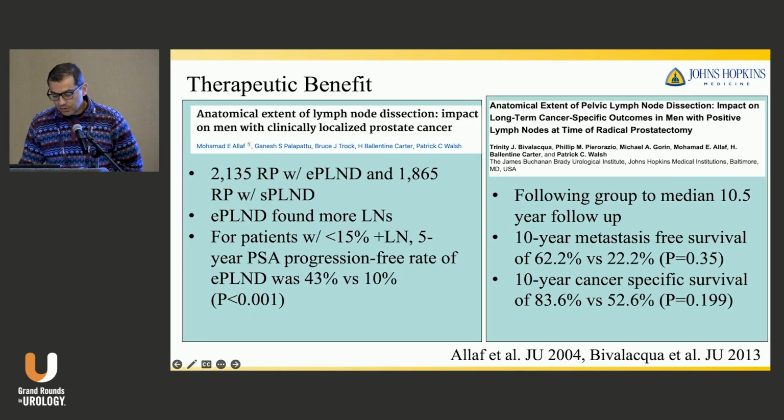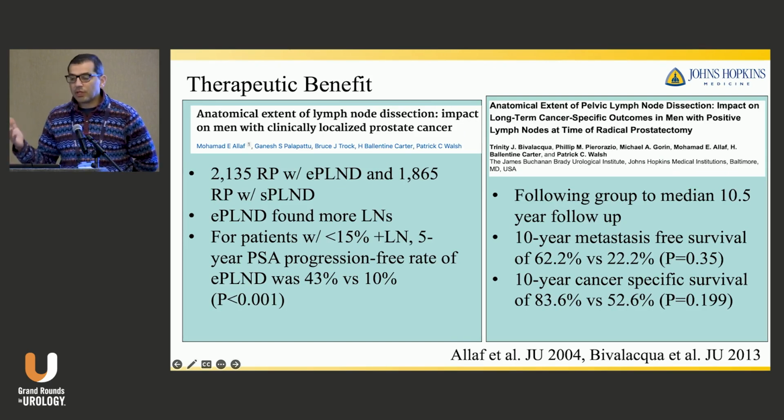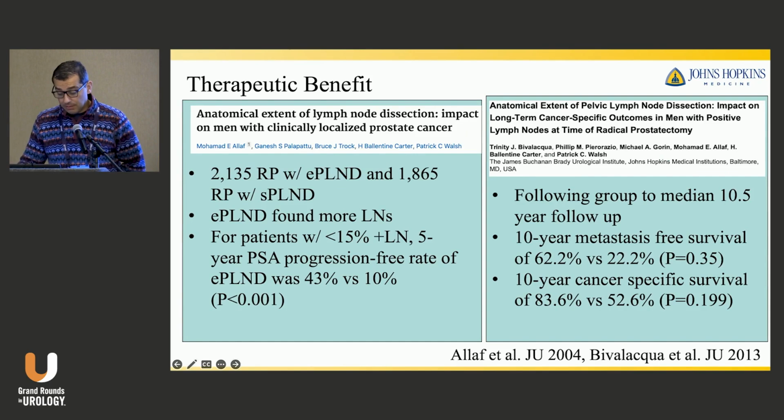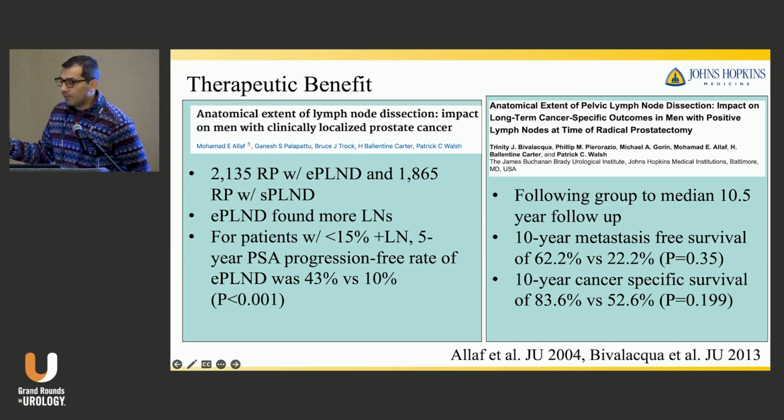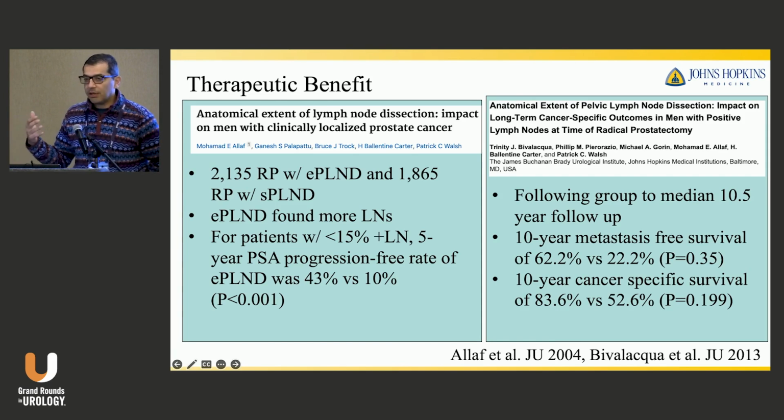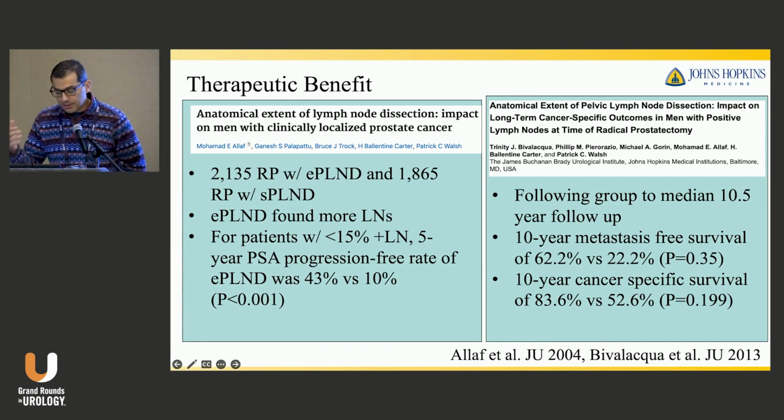And so we sought to look at the same question using two surgeons at Johns Hopkins. Dr. Catalona Carter did a standard lymph node dissection. Dr. Walsh did an extended lymph node dissection. So we compared extended pelvic lymphadenectomy to standard pelvic lymphadenectomy retrospectively in their respective patients. What we found is that the extended pelvic lymphadenectomy, surprise, surprise, detects more positive lymph nodes than the standard.